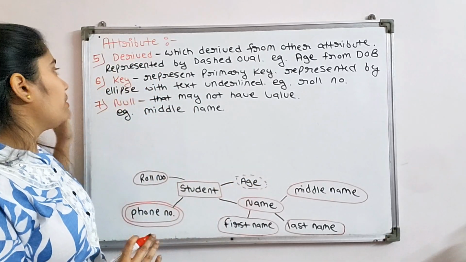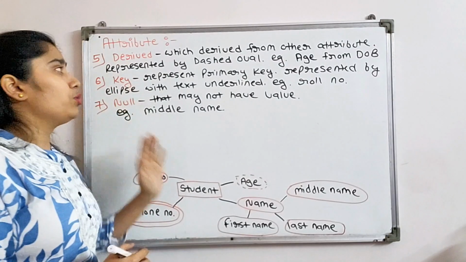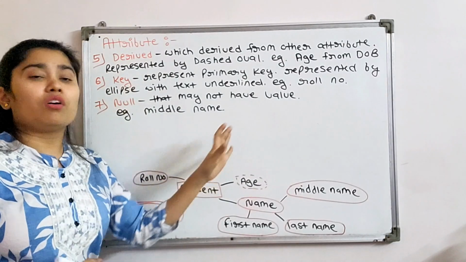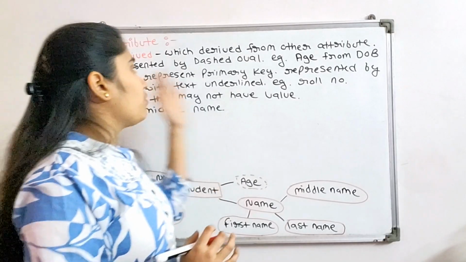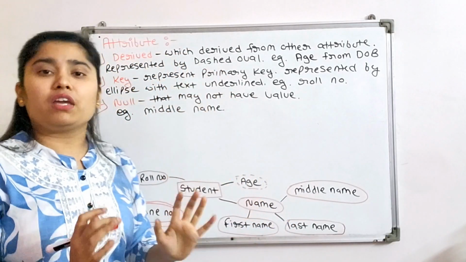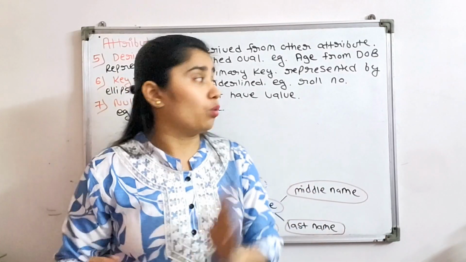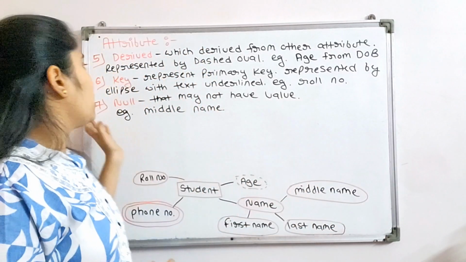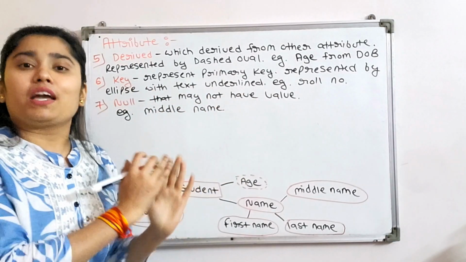Now the next attribute is the key attribute. What is the key attribute? A key attribute is the attribute which represents the main characteristic of our entity, or we can say the primary key of our entity. What is the primary key? We have seen that it is a column or set of columns which uniquely identifies a row. It is represented by an ellipse with the text underlined.